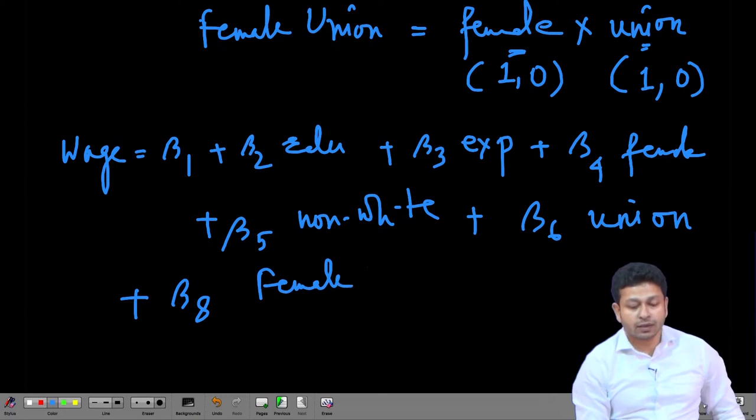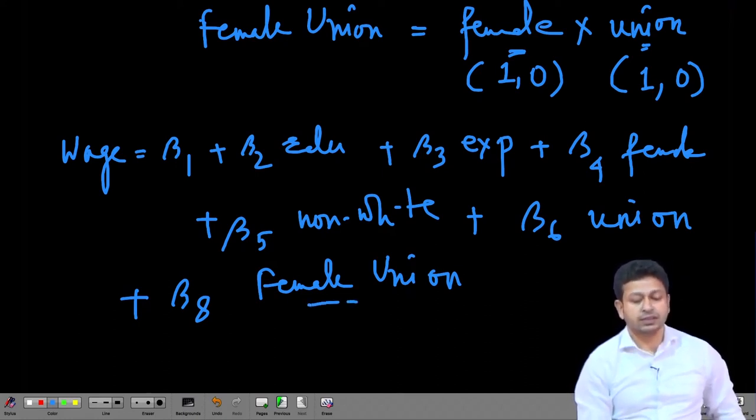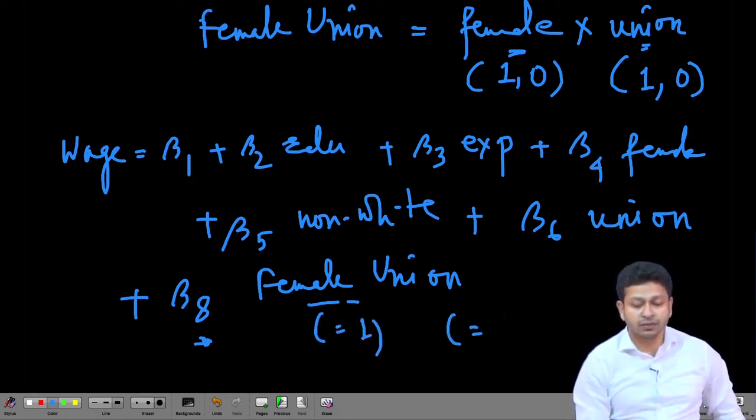Now, you will include beta 8 only if someone is interested in knowing the impact of both female and union. If and only if you are interested in the impact of both female and union, you will include beta 8. In all other cases, if it is male, beta 8 is going to be 0, so you basically don't include anything. Or if it is female non-union, this is going to be 0. Or if it is male union, it is going to be 0. So all other categories are going to be 0. Only if female equals 1 and union equals 1, you are going to include beta 8.